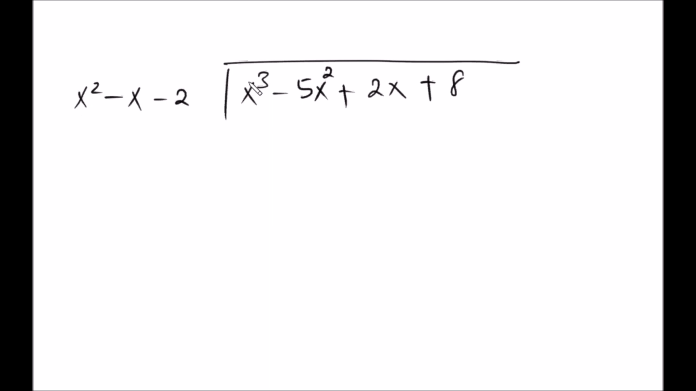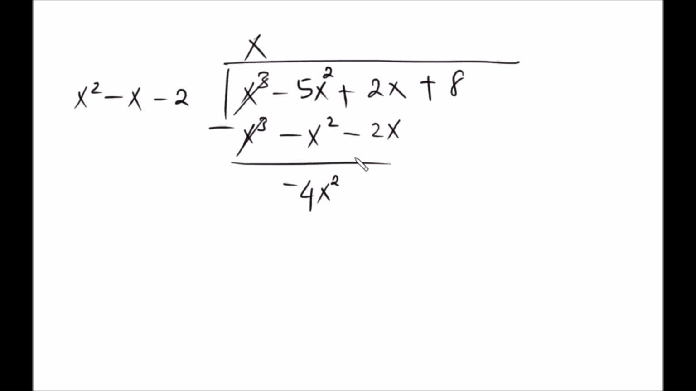Ngapi zidisha kwa x squared unapata x cube? Ni x. X times x squared ni x cube. X times x ni x squared. X times 2 ni negative 2x. So you minus, x cube na x cube kuishia. Negative 5x squared plus x squared ni nini? Negative 4x squared. 2x minus negative 2x ni 2x plus 2x ambayo ni 4x. And then we have plus 8.